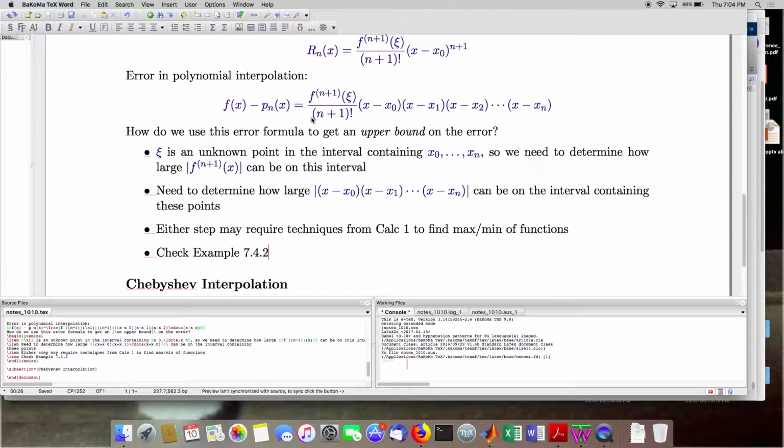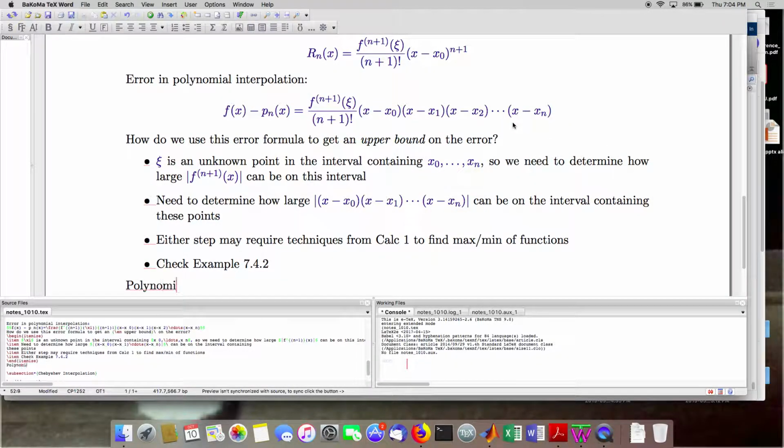The problem is, especially as n gets large, this number n plus 1 factorial gets very large, and that's in the denominator, which is nice. So at least that part will get smaller and smaller. But these other pieces, the n plus first derivative and this product of linear factors, could conceivably get large. Polynomial interpolation error can get very large.